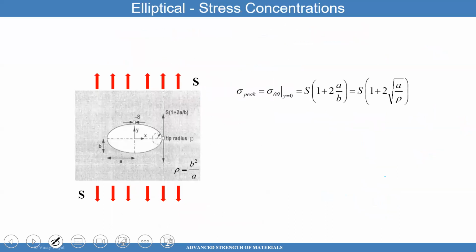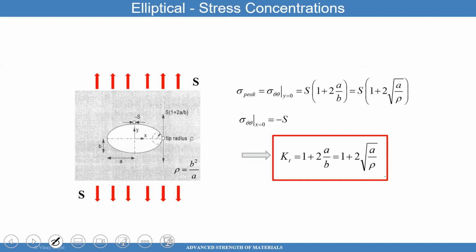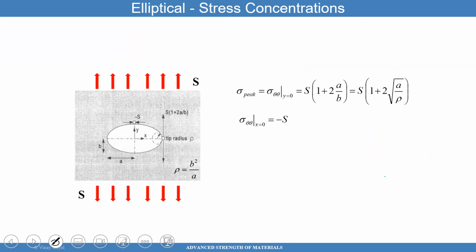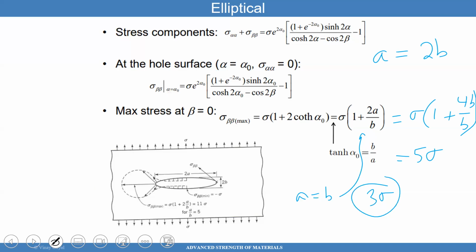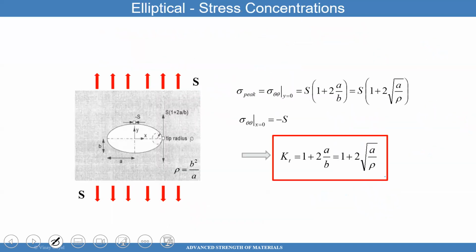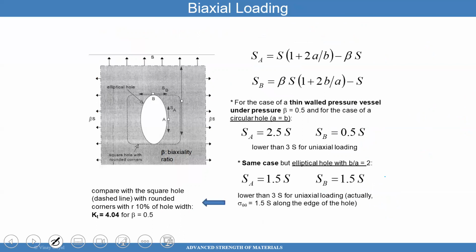More examples here, just showing you what the formula looks like for those cases. Pretty much this formula that I showed you here, but shown in a different way. You can also study other cases where you're looking at a square hole. So say you have a situation for the case of a thin wall pressure vessel under pressure.